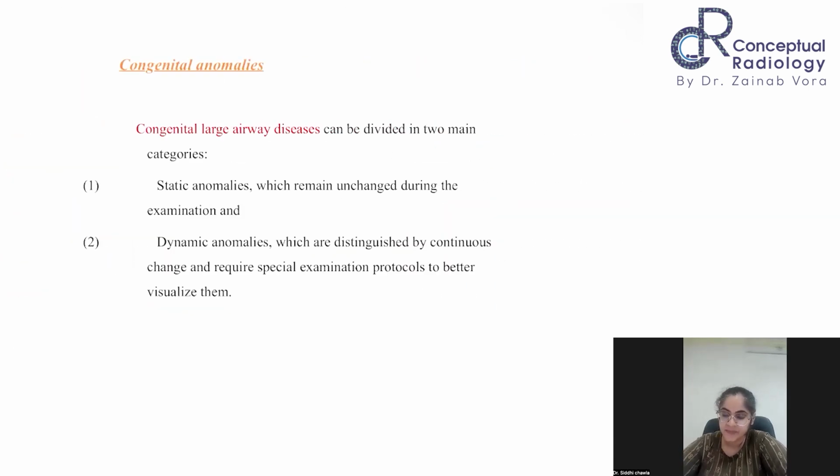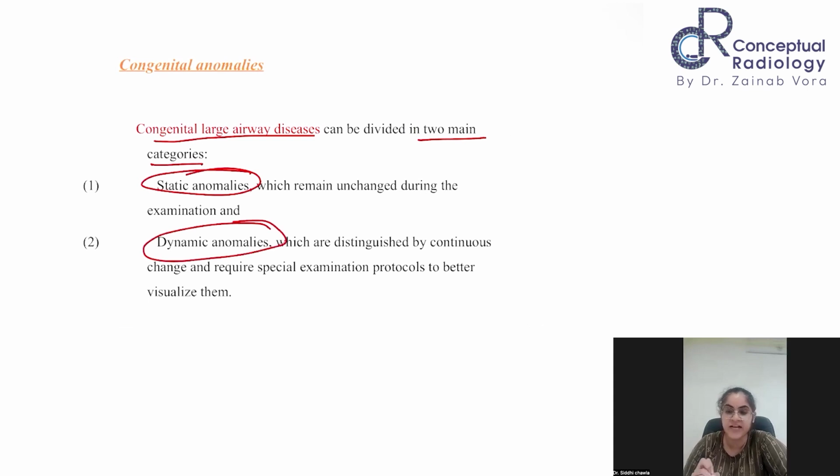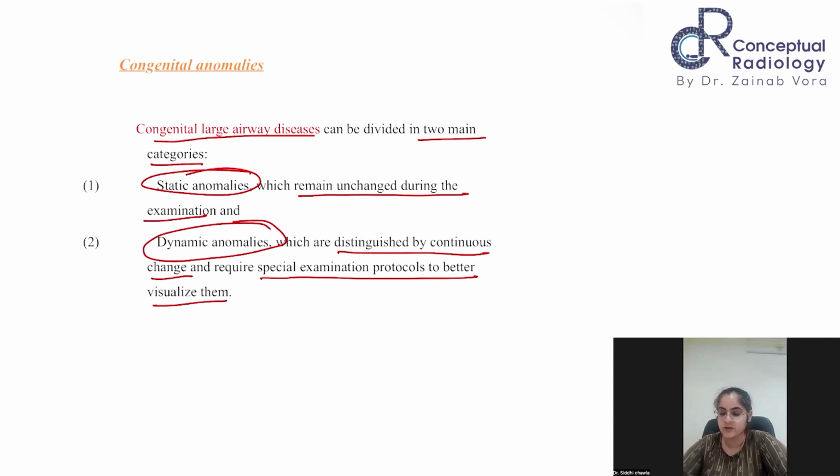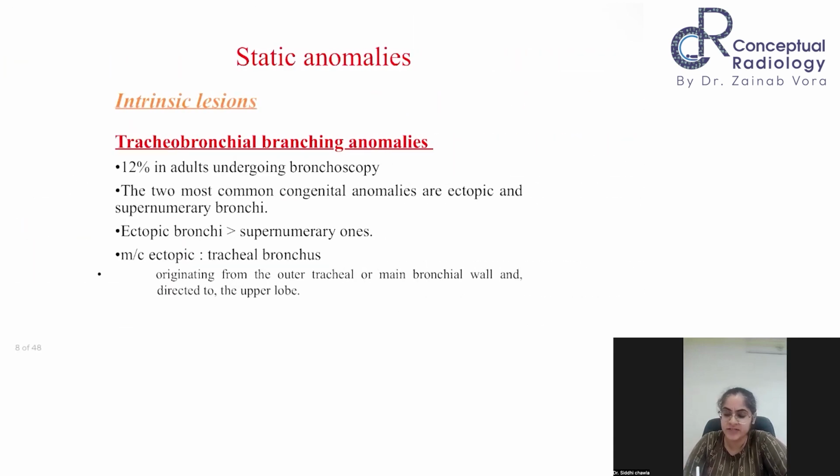Among the congenital airway diseases, as I had already told you, they are mainly divided into two categories: the static anomalies as well as the dynamic anomalies. The static anomalies are static because they remain unchanged during the examination, whereas the dynamic anomalies are distinguished by their continuous change and require a special examination protocol to better visualize them. And we'll start with the static anomalies.